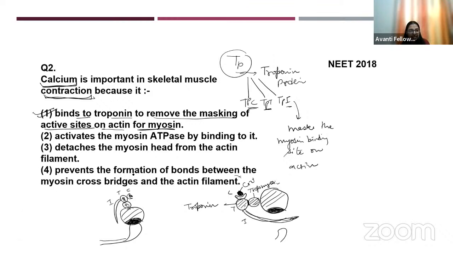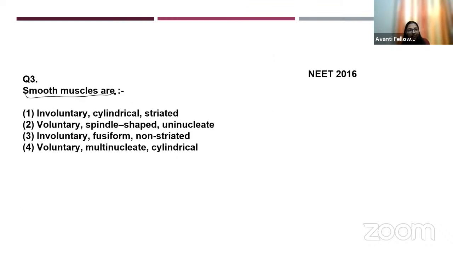Now moving next. Smooth muscles are. Please remember the features of the cardiac muscles, smooth muscles, and the skeletal muscles. These are very important. Option 1 says involuntary, cylindrical, striated. Option 2 says voluntary, spindle shaped, uninucleated. Third says involuntary, fusiform, non-striated. Fourth says voluntary, multinucleate and cylindrical. What do you think? What will be the correct option? It's very easy.